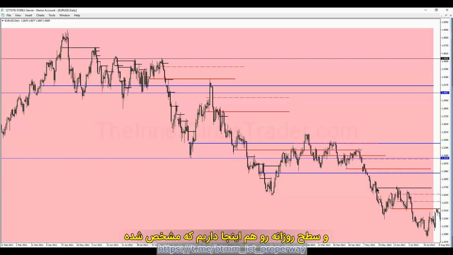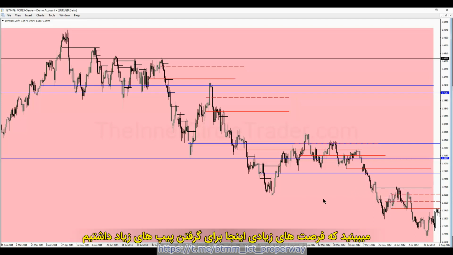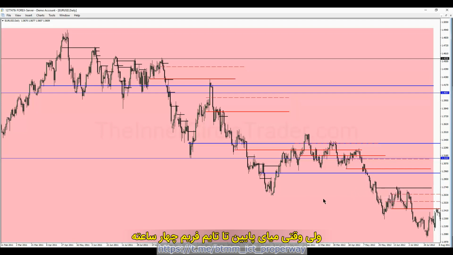And then you have the daily level we just outlined over here. That's what that is. Okay. And you can see there's a lot of opportunity for pips. But when you drop down to a 4 hour time frame, they give you a more refined entry point where it lessens your risk and it gets you closer to profitability.